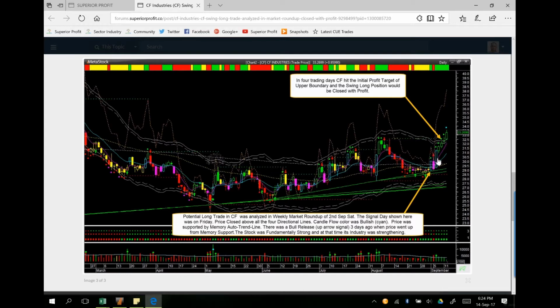This is the relative performance line that calculates whether the stock is outperforming the market, which was true in this case. So the trade was entered. The target would be the upper boundary line, which was hit in 1, 2, 3, 4 to 5 days. So this trade was also closed with profit.